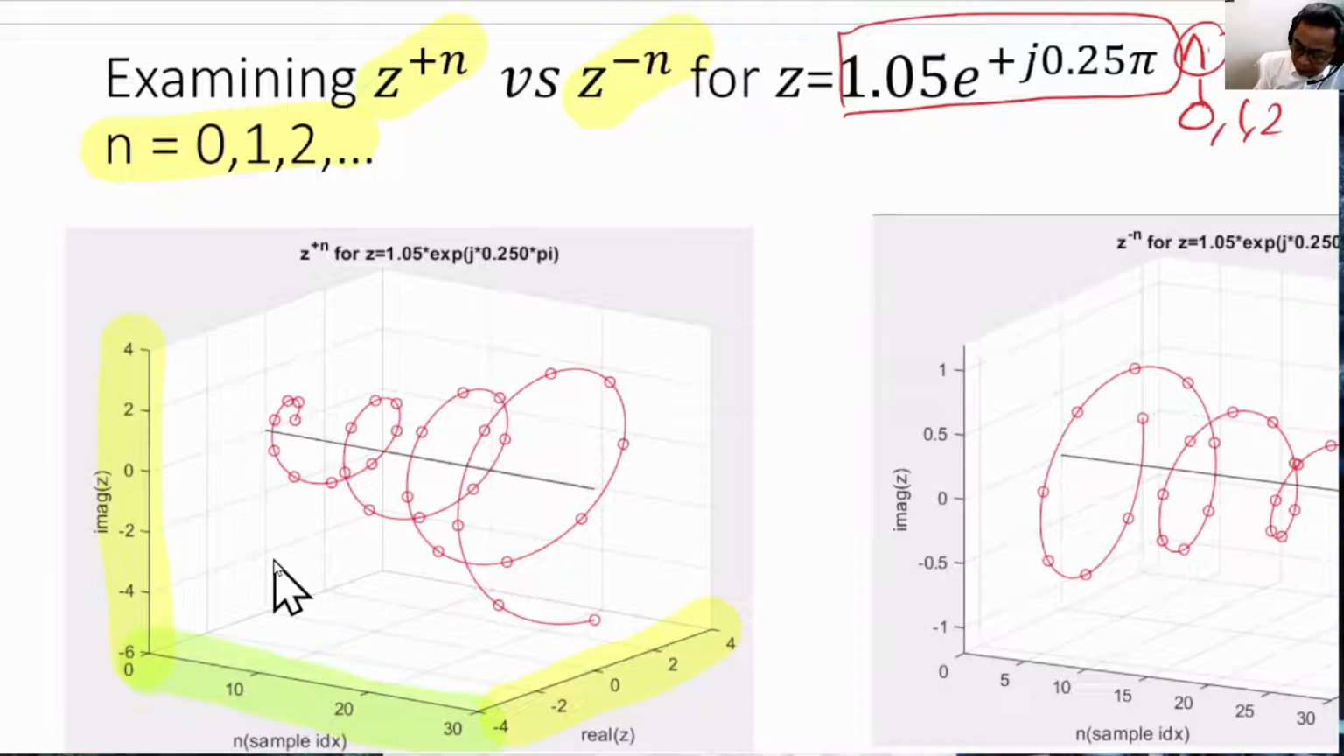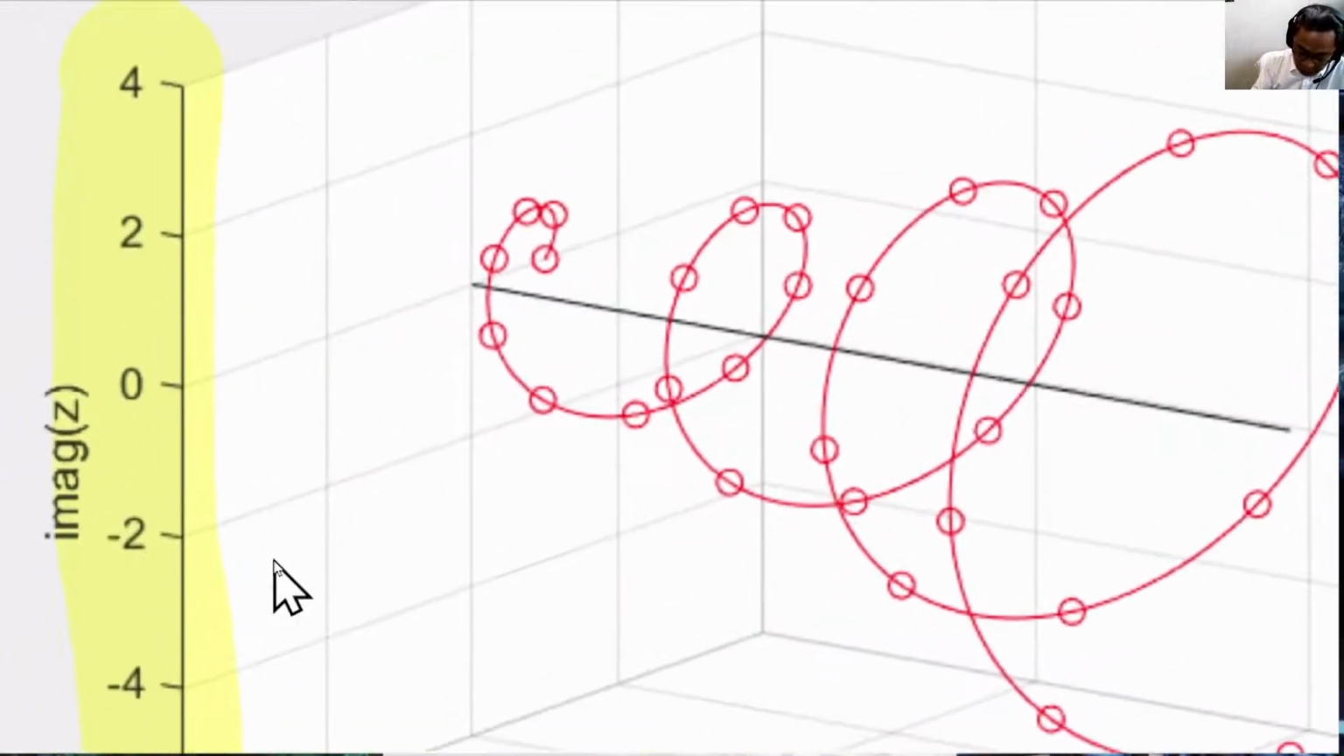When we substitute n equals 0, this number becomes e to the power of j0, which is 1. Therefore, the first number z at time 0, or the sequence z[n] at time n equals 0, is 1.05. Where is it? It is exactly at this point. This is the horizontal axis and it is at 1.05 with imaginary value 0.